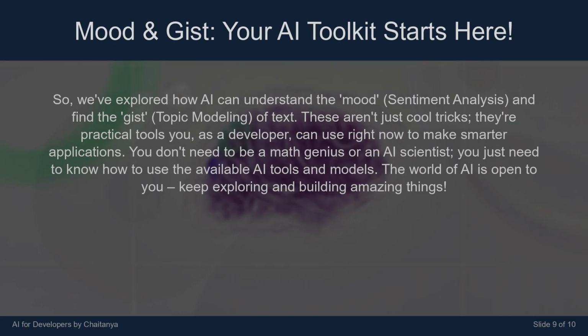So, we've explored how AI can understand the mood, sentiment analysis, and find the gist, topic modeling of text. These aren't just cool tricks. They're practical tools you, as a developer, can use right now to make smarter applications. You don't need to be a math genius or an AI scientist. You just need to know how to use the available AI tools and models. The world of AI is open to you. Keep exploring and building amazing things.